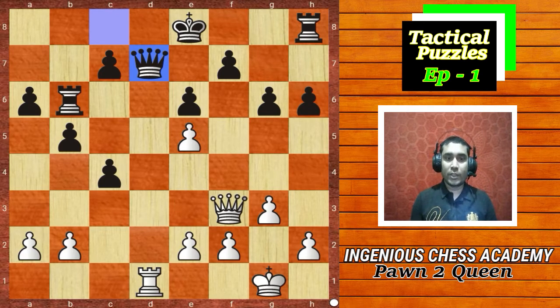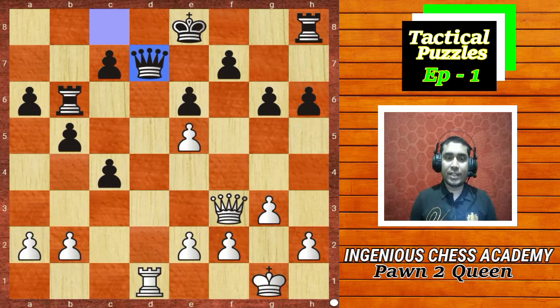Now step number two. If you see that there are no good checks in the puzzle, then go for step number two, which is capturing. You have to look for captures. By capturing your opponent's pieces, can you create a winning combination in the puzzle?